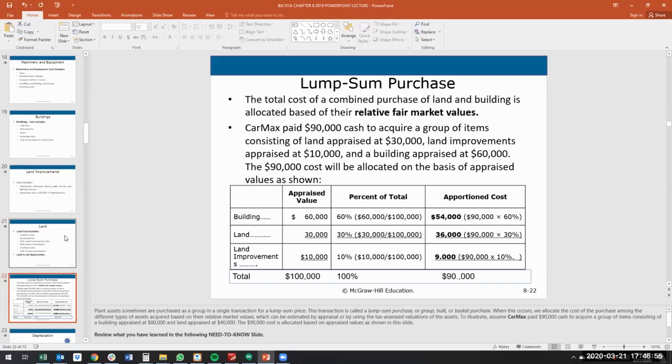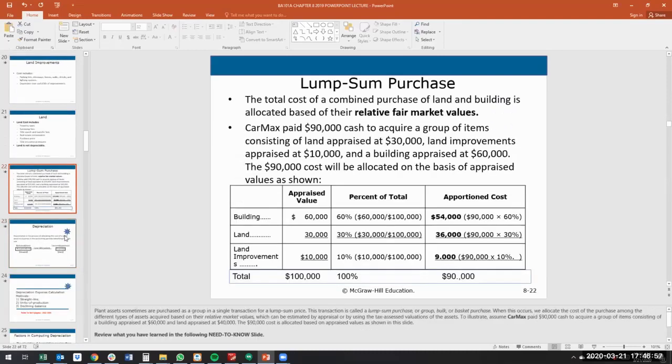And so here's a good example of lump sum purchase and how we apportion costs. This is relatively complex, but let's say we purchased land, building, and land improvements. So I bought a building that I want to run my office out of. And we paid $90,000 to acquire the building, the land itself, and fences and shrubs and everything that came on the land. This is probably 100 years ago for this price, but that's okay.